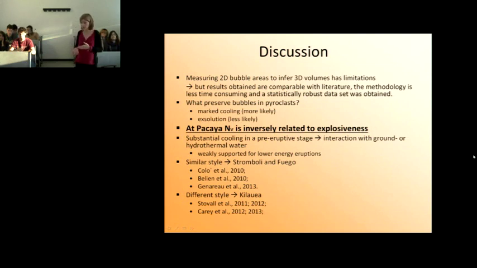And the cooling might be a consequence of an interaction with groundwater or hydrothermal water. Pacaya experiences 3 to 4 meters of rain per year, and it's also marked by eruptions that drain shallow magma bodies that are just a few meters from the surface. So I suggest that this interaction might cool shallow dikes and seals and induce fragmentation and so explosion in the volcano.